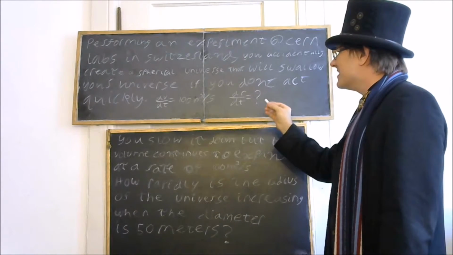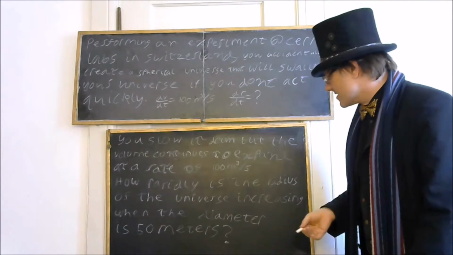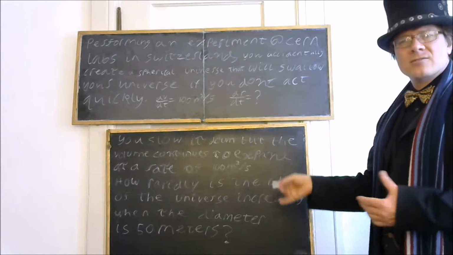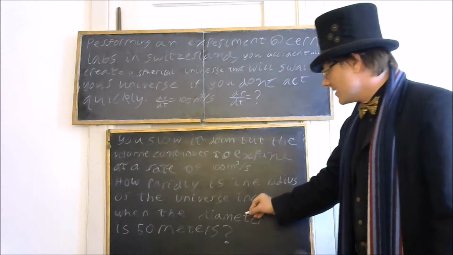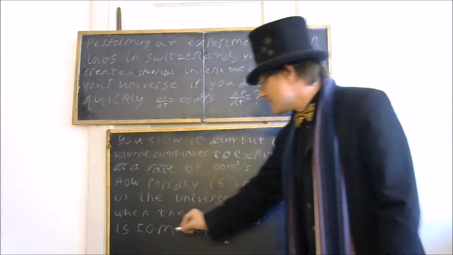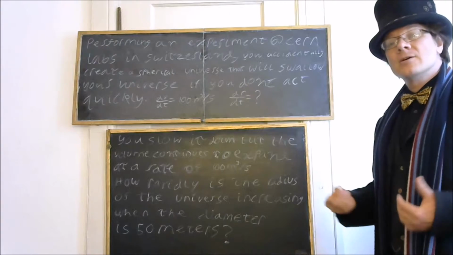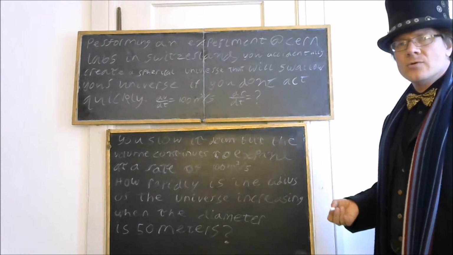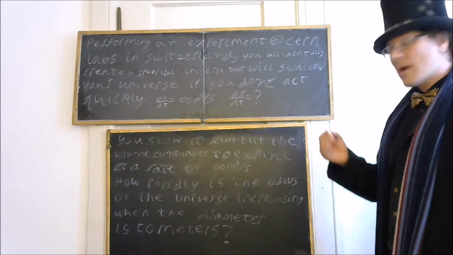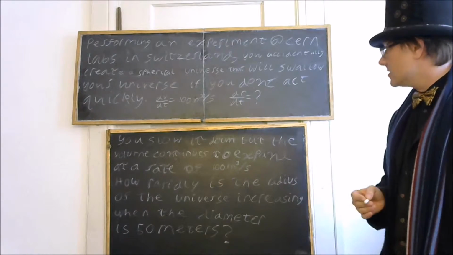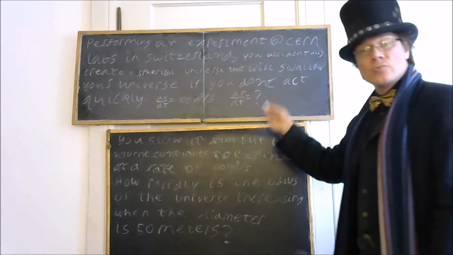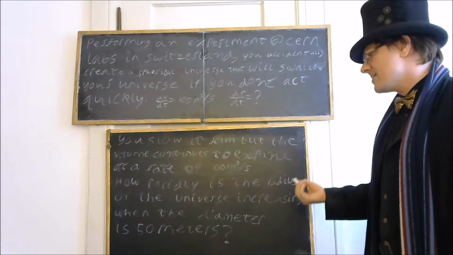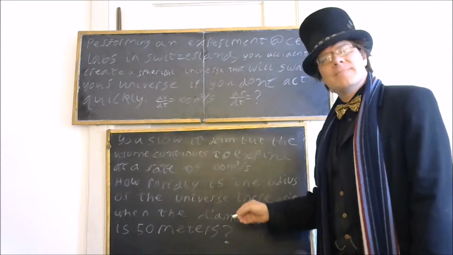For dr/dt, we need to know what the radius is. We're given diameter. That's to sort of throw you off. What it's really telling us is that the radius is 25, because the radius, as you should know, is half of a diameter. The radius is 25 meters. So we need to know the rate of change of the radius with respect to time when the radius is 25 meters.